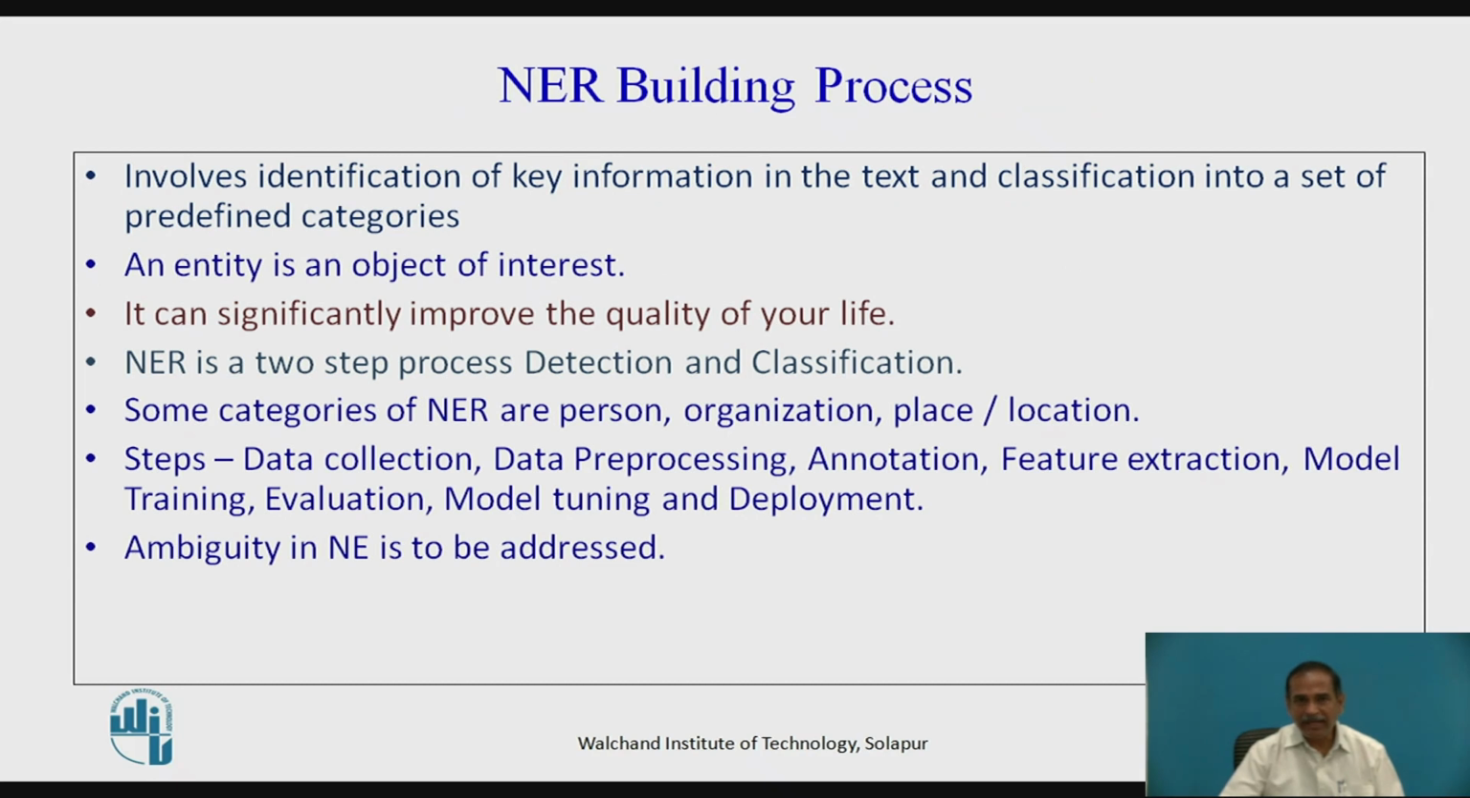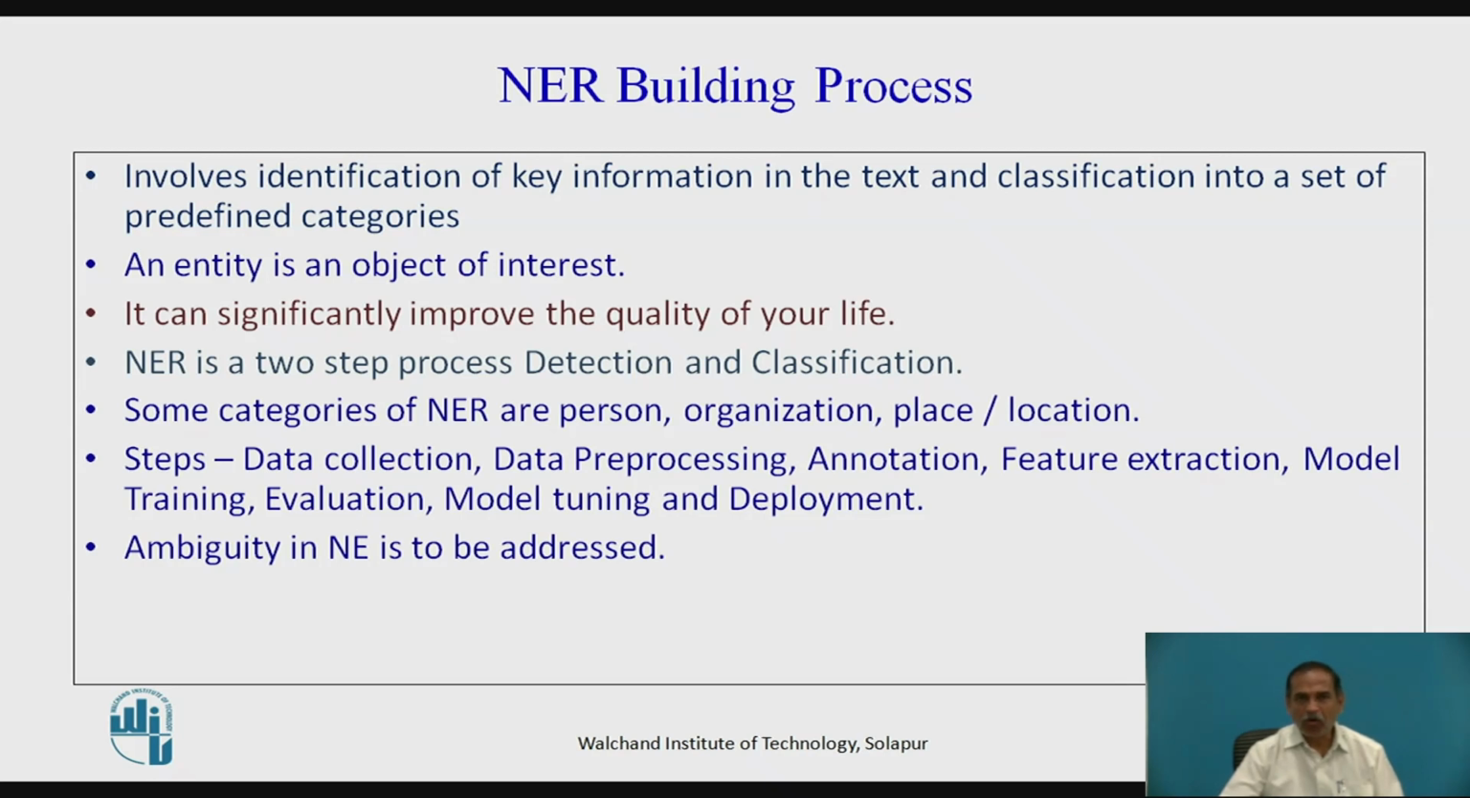To build such an NER system, we follow a particular process. This process involves identifying the key information in the text and classification into a set of predefined categories. An entity is an object of interest. NER has a two-step process. One is detection, and after detecting, we go for placing that particular entity into a class called classification. Some categories of NER are the person, the organization, a place, or a location.